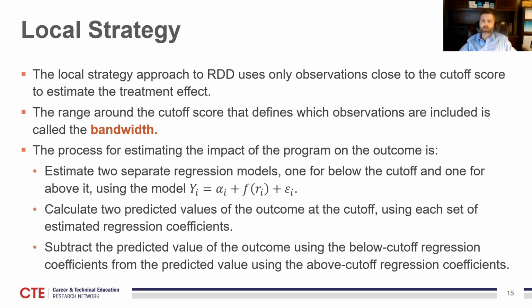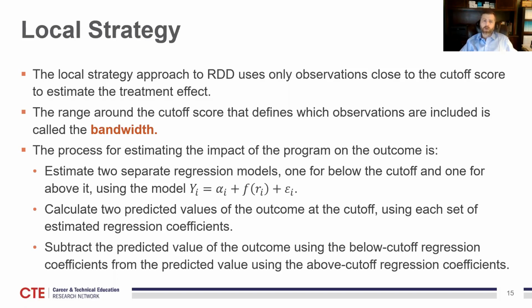You can add higher order terms again, so in addition to having r in the regression, you could also include a squared term, an r squared term. If you add those higher order terms, then that approach would be called a local polynomial regression. But in any event, you're doing the same thing no matter what model you choose. You're estimating a regression on either side of the cutoff.